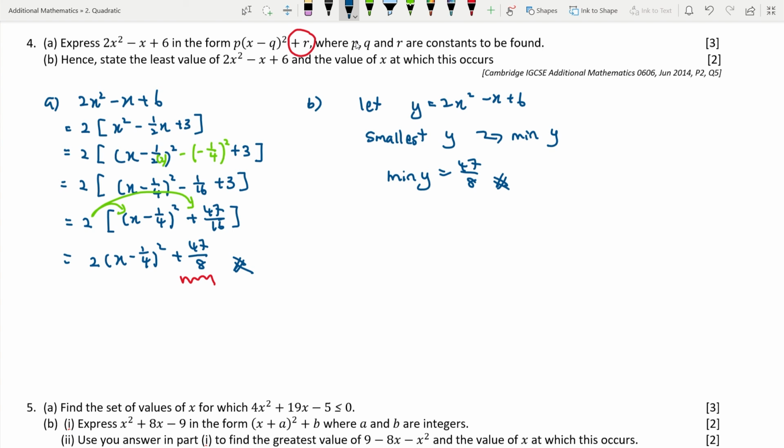And don't forget, the minimum value of y will occur at the symmetrical line. Therefore, x minus 1 over 4 is equal to 0. X is equal to 1 over 4. To make sure that this is a minimum value, we can check. Our a is 2, which is greater than 0. Hence, it is a smiling curve, and it is the minimum value.